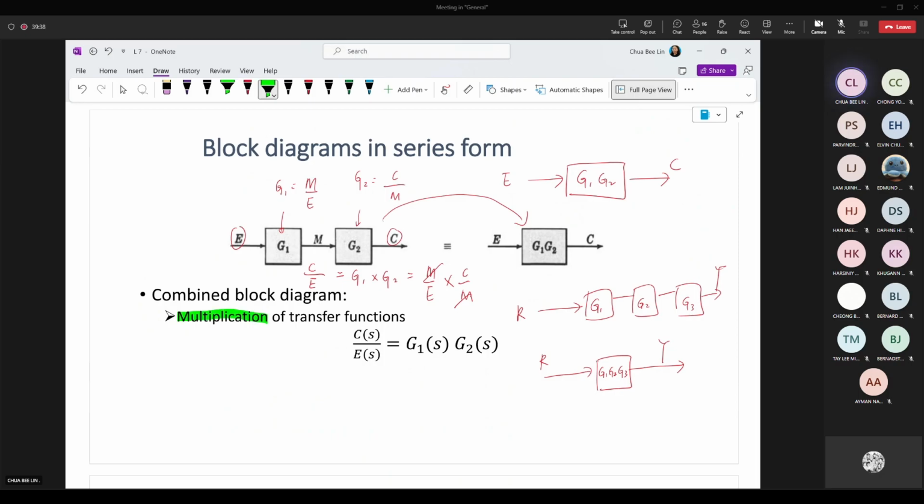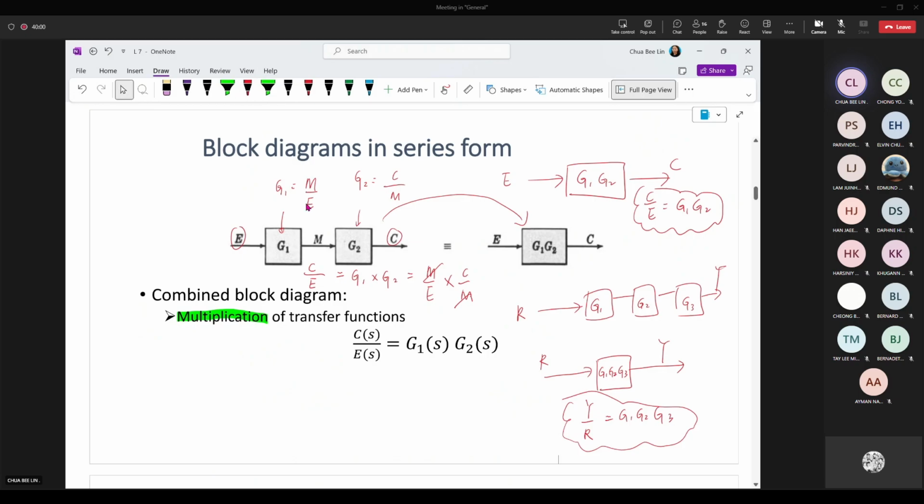Okay, and the transfer function of this overall system will be called Y over R. So Y over R equals G3. Like this one, C over E equivalent to G1, G2. So this is the one we call a series.